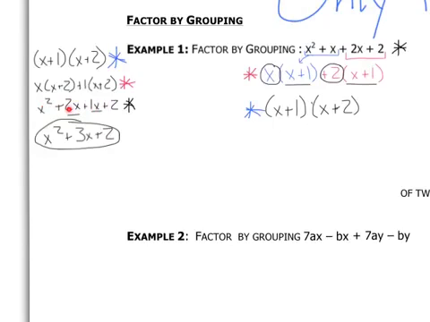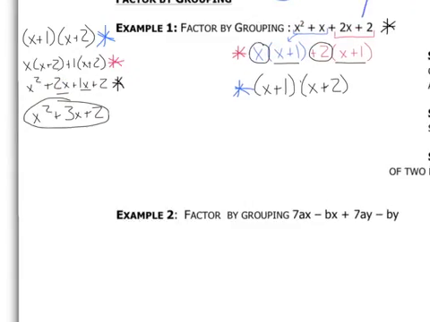But right now, all you need to know is if you are ever given 4 terms or if you ever create 4 terms during a problem, you factor by grouping. You look for the GCF of the first 2, you look for the GCF of the second 2, and then you look for the GCF of the 2 terms you have remaining. Okay? All right, so let's look at example 2 together.